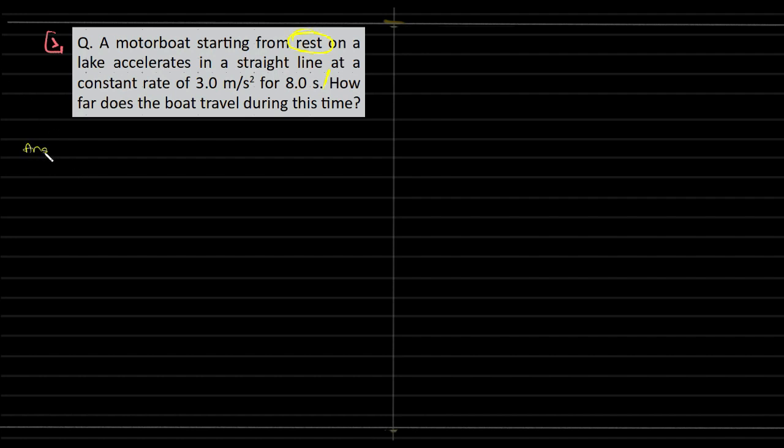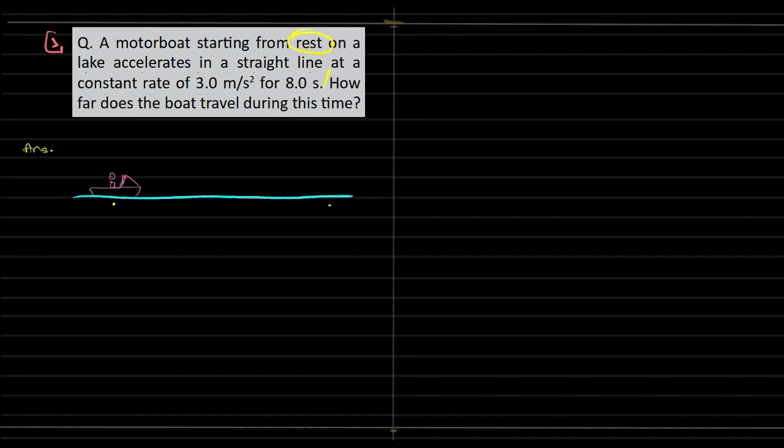So the question is this: we have a water body, and then we have a boat on this, a motorboat. It has a motor, basically, something like this, and you have a person standing over there. Now he or she starts from here and goes to this point.